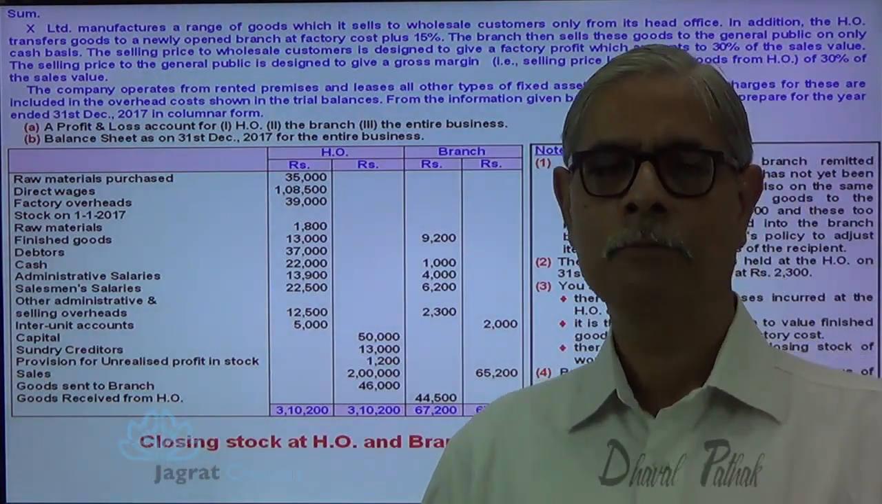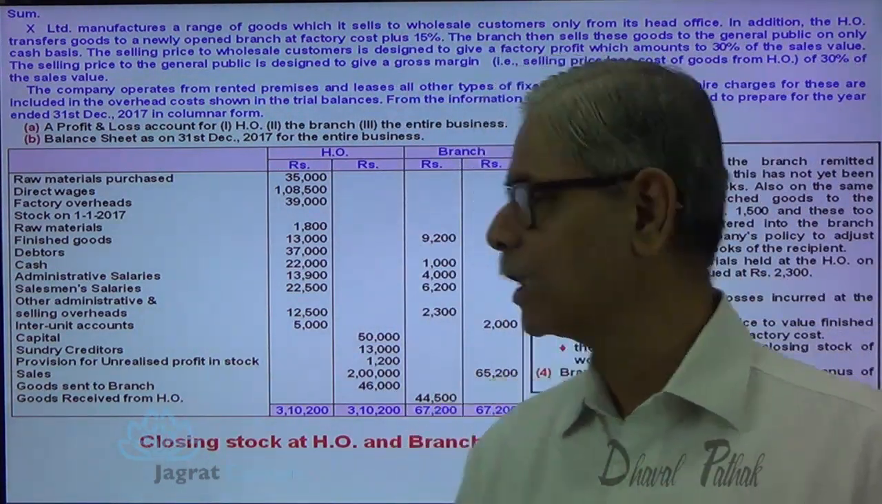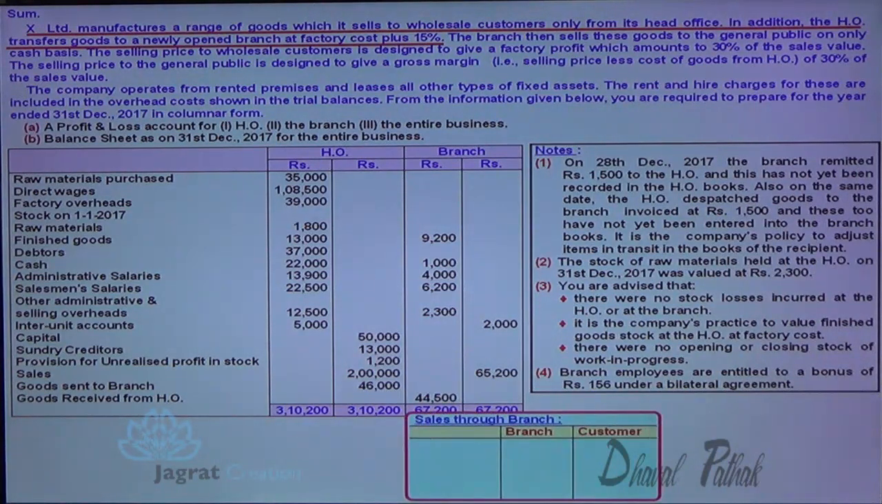Now, first of all, I would like to explain the relationship of these profit percentages. Just observe. Sales through branch. Cost to HO 100, suppose.